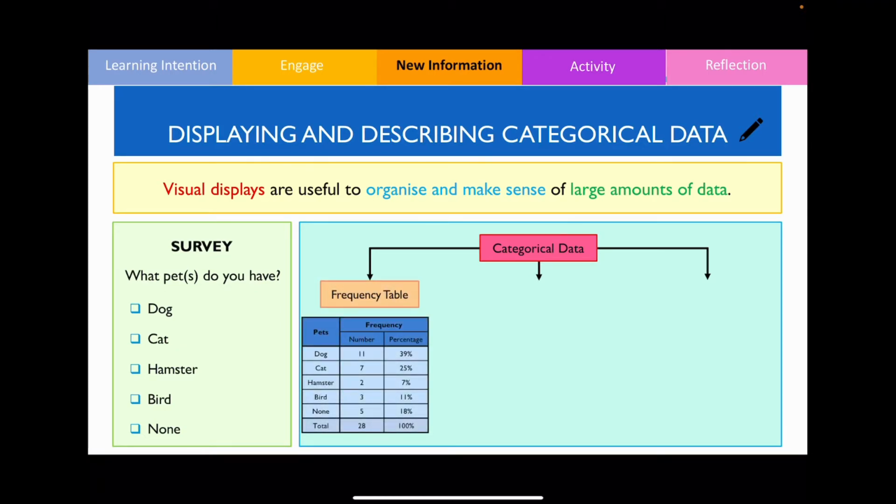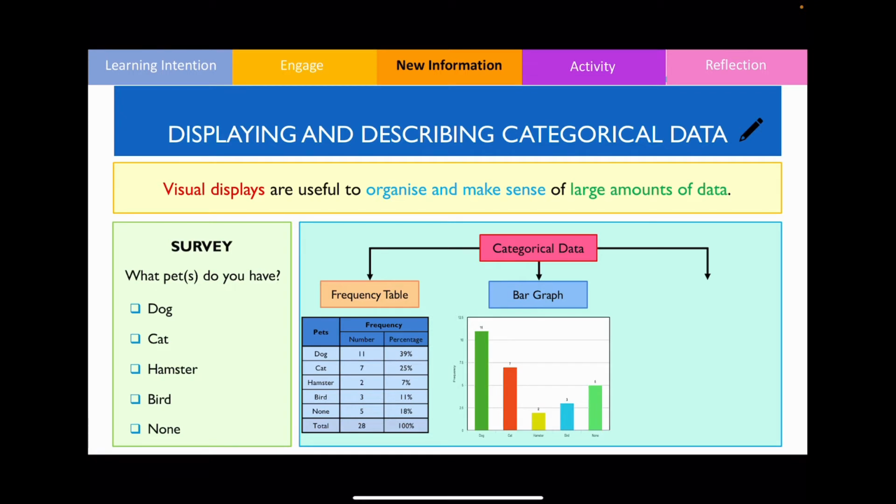Another way for me to display the categorical data is by using a bar graph, also known as a column graph. So it looks something similar to this, where you've got gaps in between each of the bars. Alternatively, I could also visually display the categorical data in the form of a pie chart. In this video, we're going to concentrate on how to display data using a frequency table and a bar graph.